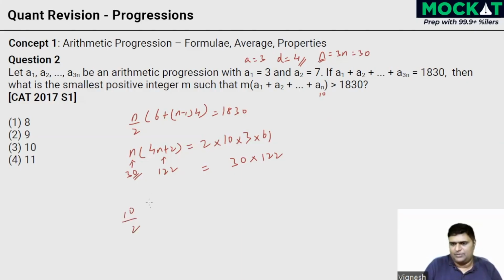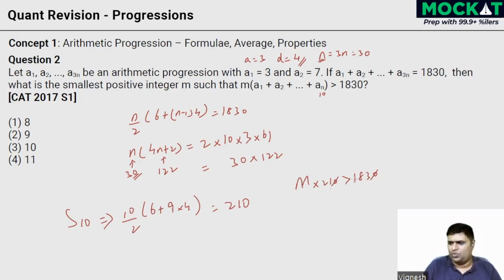First 10 terms is going to be 10 by 2 into 6 plus n minus 1, 9 into 4, right? 9 fours are 36, 36 plus 6 is 42, 420 by 2, which comes to 210. That's the sum of the first 10 terms over here, 210. This 210 into m into 210 should be greater than 1830.